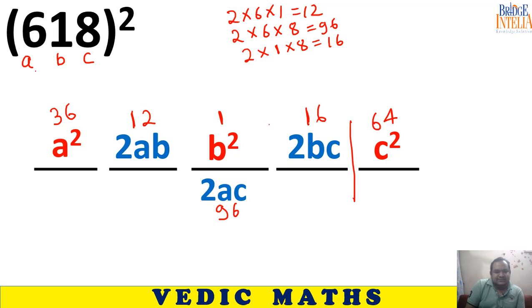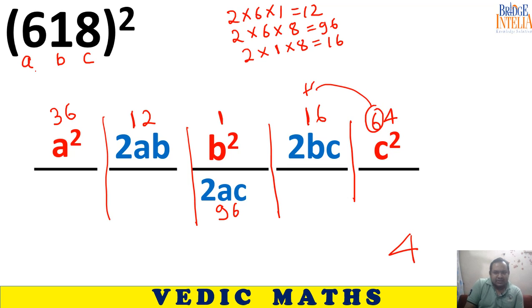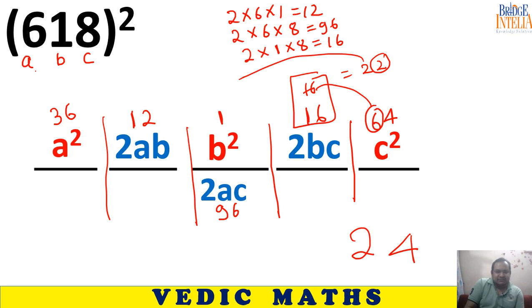So there are 5 columns. We have to convert these columns into 1 digit number each. So 64 we cannot write. So we write only 4 here. And 6 is carried forward. So 6 plus 16 becomes equal to 22. So you cannot write 22 as it is. So you write 2. And 2 is carried forward. So 2 plus 1, 3. And 96 plus 3, 99. So we cannot write 99 as it is. We will write only 9. And 9 is carried forward.